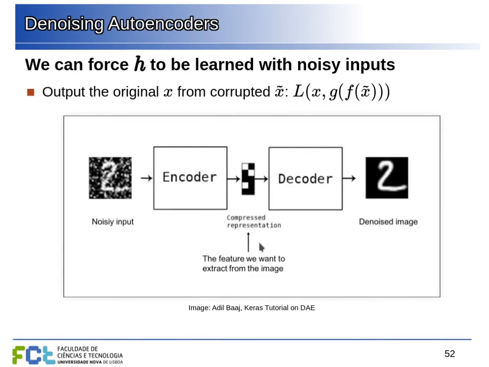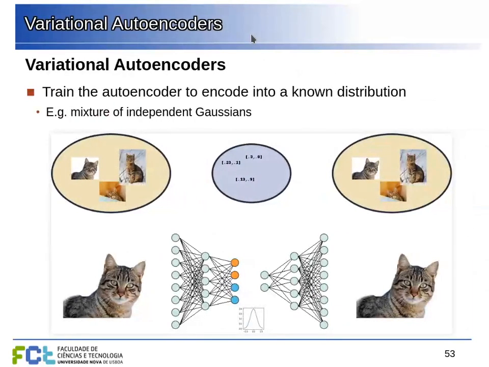We can also train autoencoders with noisy data. So instead of just putting the same input as the output, we can degrade the input, for example, adding random noise, and then force the autoencoder to denoise the image. And this means that the representation becomes more robust with respect to small changes in the input. And this can be used either for training the autoencoder to denoise the input or to improve the representation.